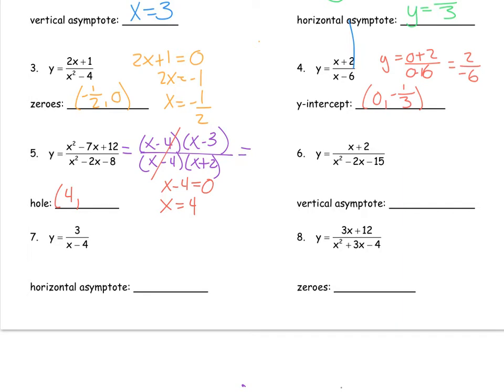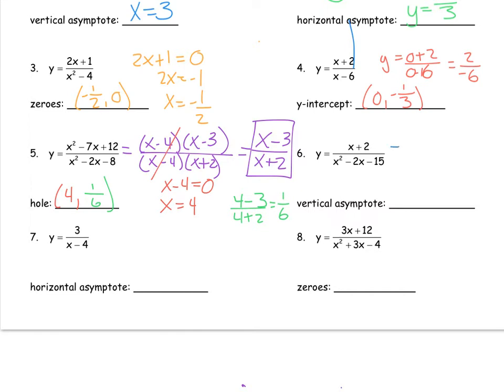To get the something, we have to plug 4 into the new equation, which is x minus 3 over x plus 2. When we plug that in, 4 minus 3 over 4 plus 2, we get 1 over 6. So the hole is going to happen at 4 comma 1 over 6.